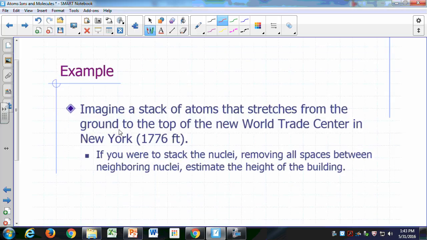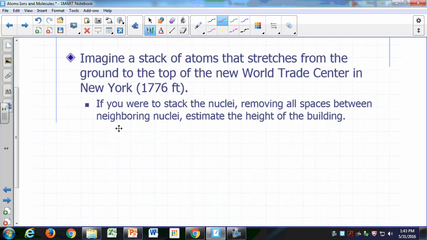Alright, so let's look at this one. Imagine a stack of atoms that stretches from the ground to the top of the New World Trade Center, and that building is 1776 feet. So if you were to imagine stacking just the nuclei, removing all the spaces between the neighboring nuclei, removing all the electron clouds, just stack the nuclei one on top of each other for a stack of atoms that goes from the bottom to the top of the World Trade Center. What would be the height of the building if we can squeeze out all the space between the nuclei?